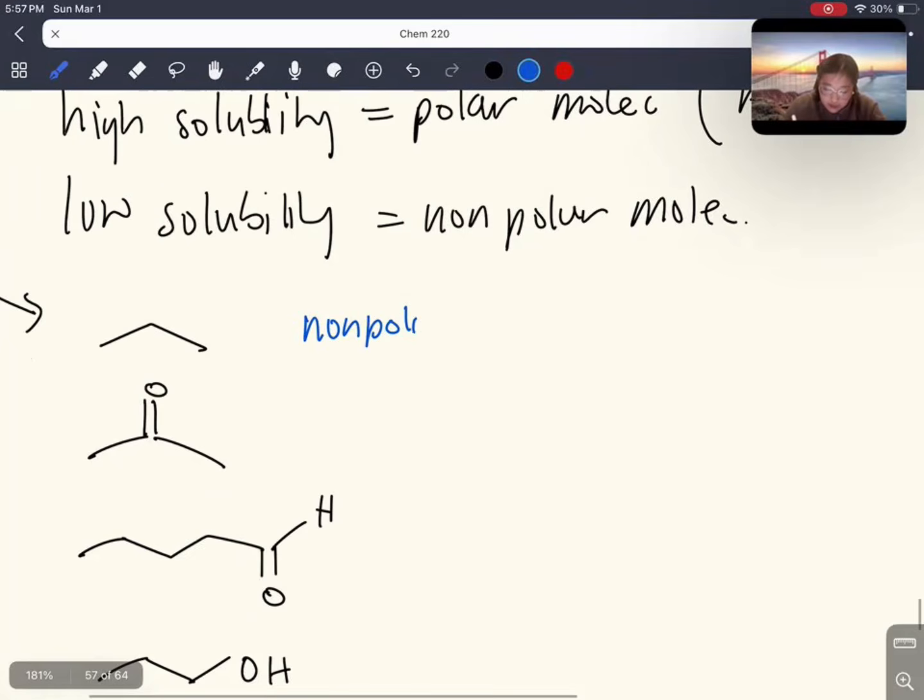So there's no H bonding. There's not even polar interactions, right? It's a completely nonpolar molecule. Acetone can accept H bonds.